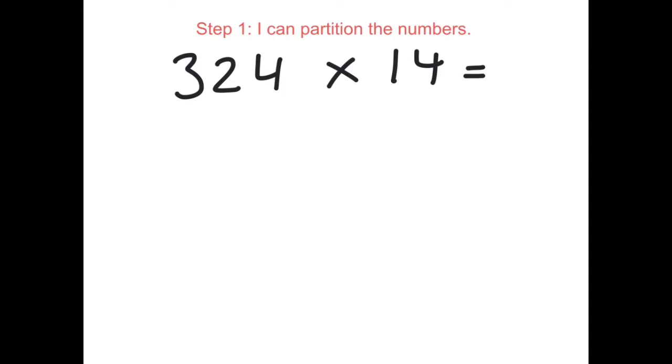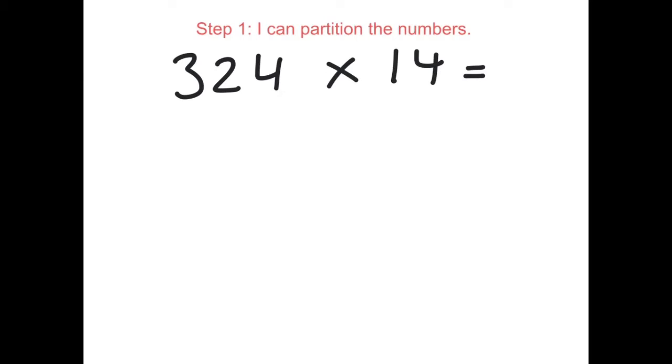Okay, let's start off with some long multiplication then. The first thing we need to do, let's have a look. Our question could be something like 324 times 14. Now, if you've done column subtraction before or column addition, partitioning the numbers is quite a simple step.